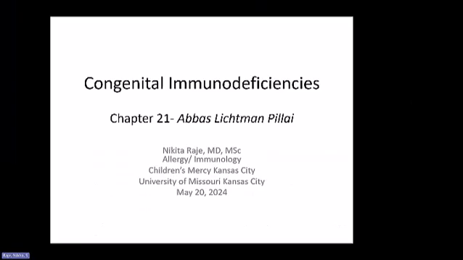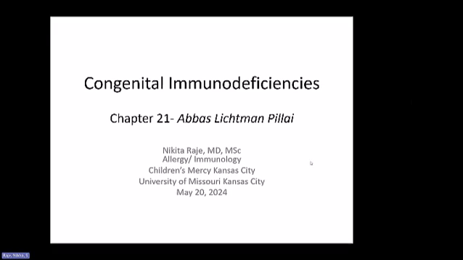Let's get started. Congenital immunodeficiencies. So this chapter talks about both primary and secondary immunodeficiencies. My goal is to go over primary immunodeficiencies, and I'll let you read the acquired immunodeficiencies on your own. If you have questions, let me know. But the congenital or primary immunodeficiencies itself will likely take two lectures. So we'll see how that goes.